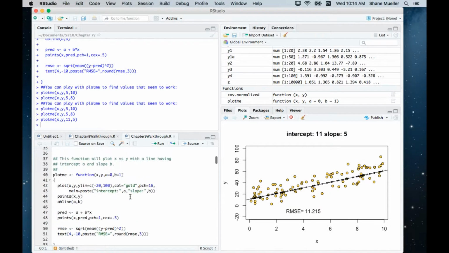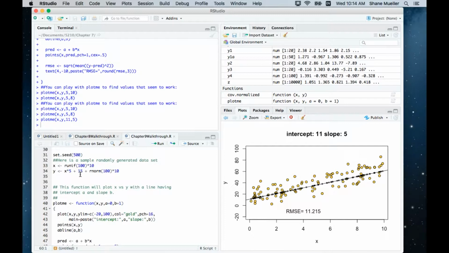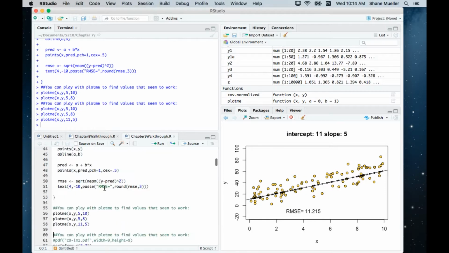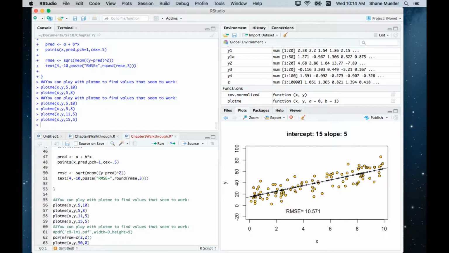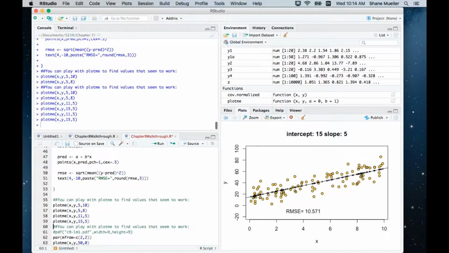And of course, because I created the data, I know that ideally it should have a slope of 5 and an intercept of 15. And I could try that as well, see if that even gets better. x, y, 15, 5. And so that gets even slightly better than 11.25, 10.57. So this may not be the best fit line to the data, but this is the model that created it, so it's bound to be fairly good.